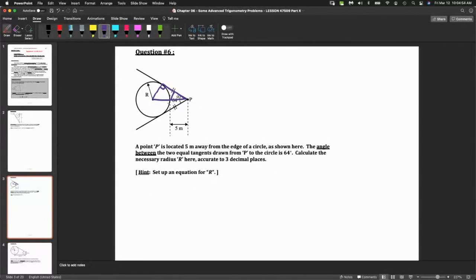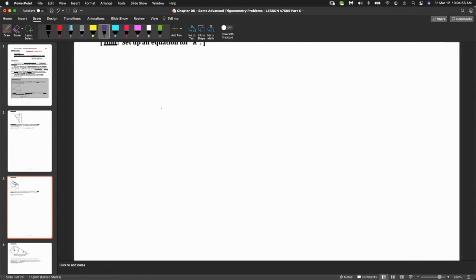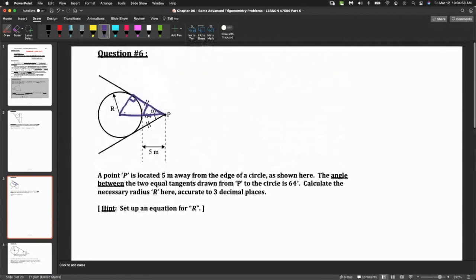A few more things to talk about, and I think that we're good to go. So let's just zoom in here for a second. This is R. This is R, and this is 5. So if I go off the diagram and I draw a nice clean triangle, we have R, R plus 5, and then this little angle that's tucked in here, that's 32 degrees because it's half of 64.